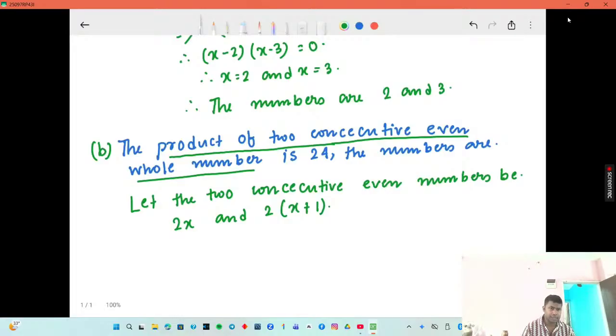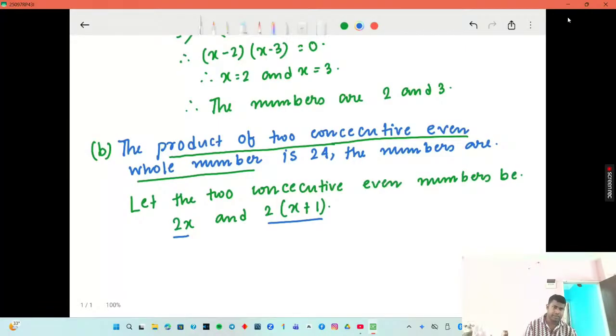Now you can see I have supposed the two even numbers as 2x and 2x plus 1. So by seeing, can you tell me if they are even numbers or not? That is 2x and 2x plus 1. Are they even numbers? Yes, they are definitely even numbers because these numbers are multiplied by 2 and are also divisible by 2.